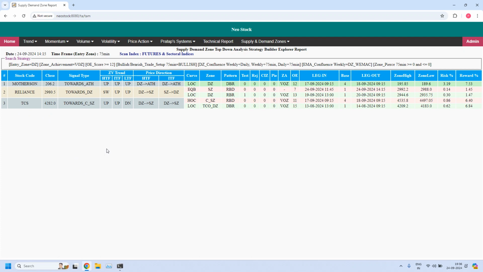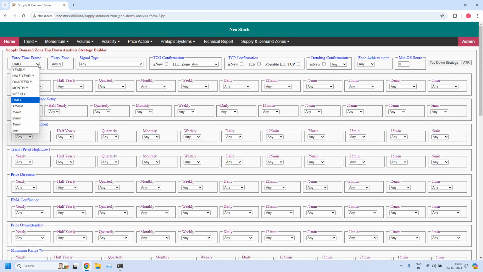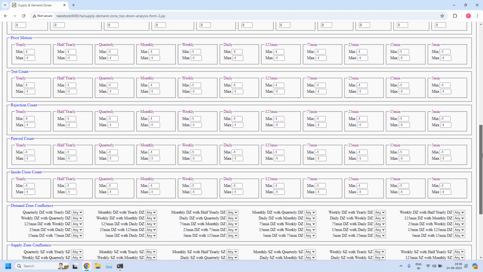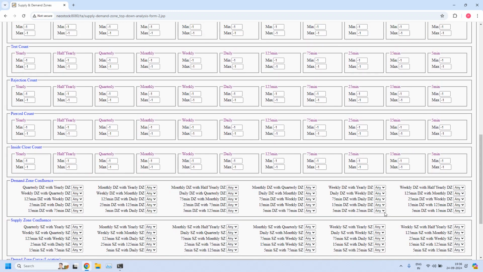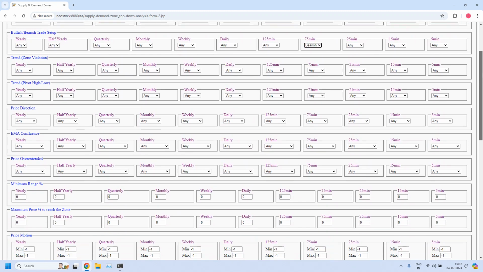Okay, the next set of the report is about bearish trade setup for weekly income trade. Here the entry time frame is 75 minutes. Entry zone should be supply zone, and in bullish or bearish trade setup at 75 minutes time frame I am selecting bearish. The 75 minute supply zone should not be pierced.